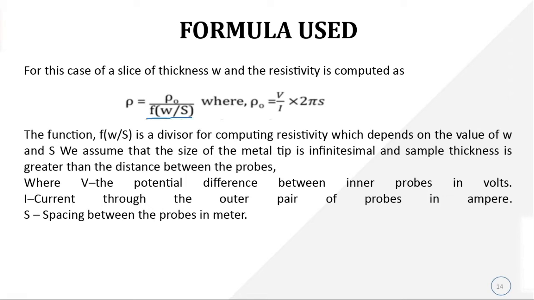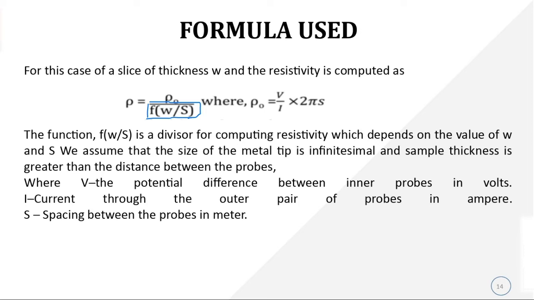This is the F, which is the function of W by S. So what is the W here? W is the width of the sample you are using. Because we have a semiconductor material, we are saying that it is in the form of a thin wafer. So there is a width of that semiconductor material.